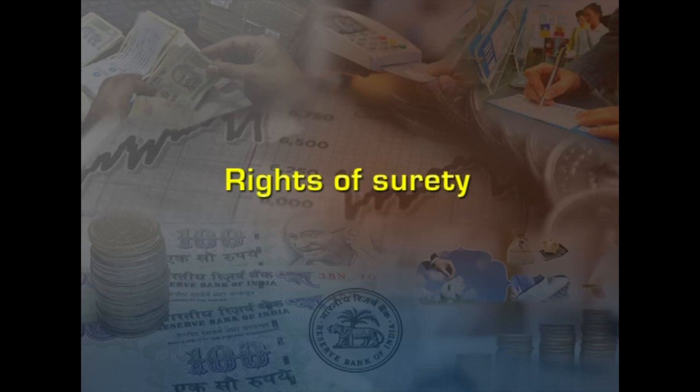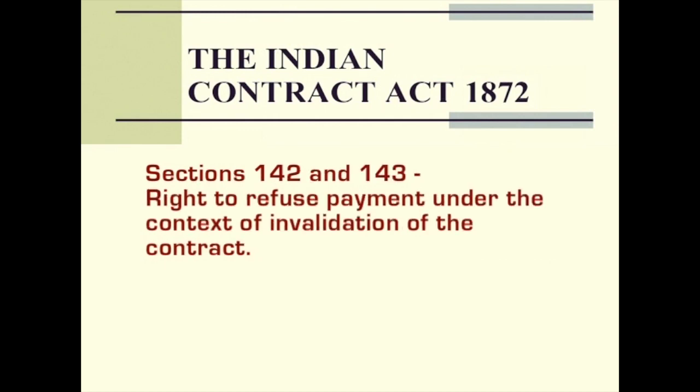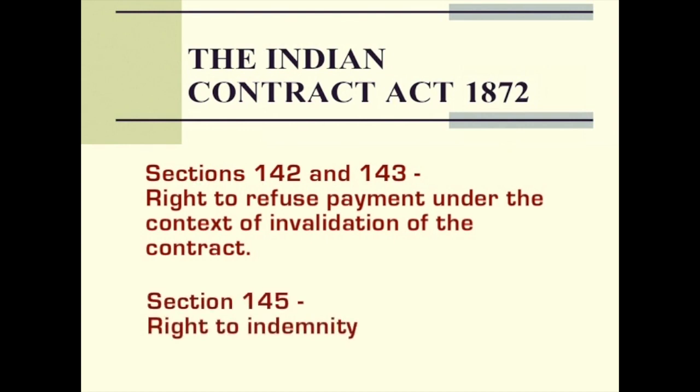Rights of surety. The rights of surety, as provided under the Indian Contract Act, apply alike to the banks on bank guarantees also. As for example, the bank is entitled for exercising the right of subrogation under Section 140, right to take over all the securities under Section 141, right to refuse payment under the context of invalidation of the contract under Sections 142 and 143, and right to indemnity under Section 145 of the Indian Contract Act.